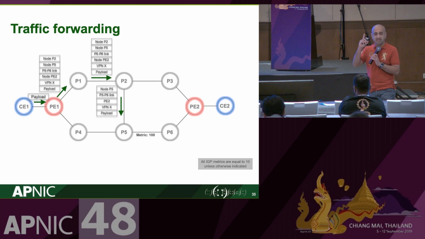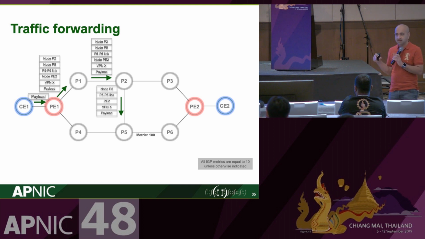So we've achieved the first step. What was the first step? We want to get the packet to P2. We've done that. Next step is to get it to P5. It cuts to P5. P5 looks at the label and goes, that's my label, I'll strip that. It strips the label.